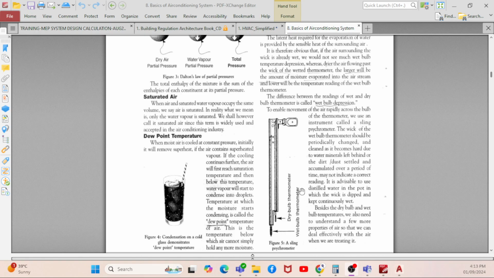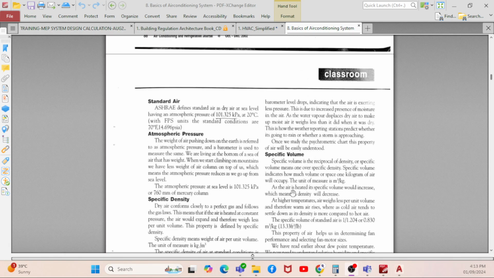Okay, so that is called dew point temperature. When the outside air is at 100 percent, that means the wet bulb temperature and dry bulb temperature are the same at 100 percent. That state is called dew point temperature. Okay, and you will see more slides in coming days.